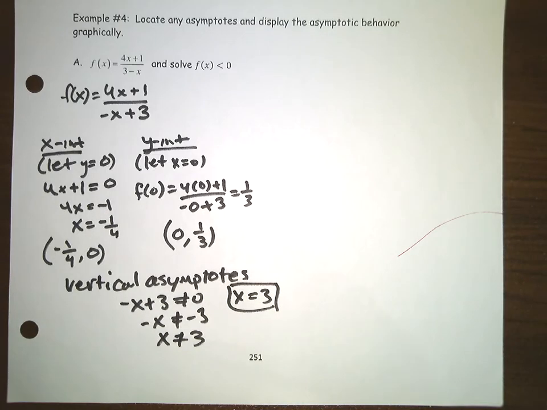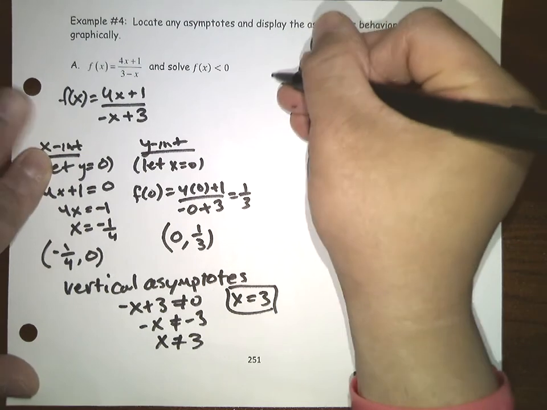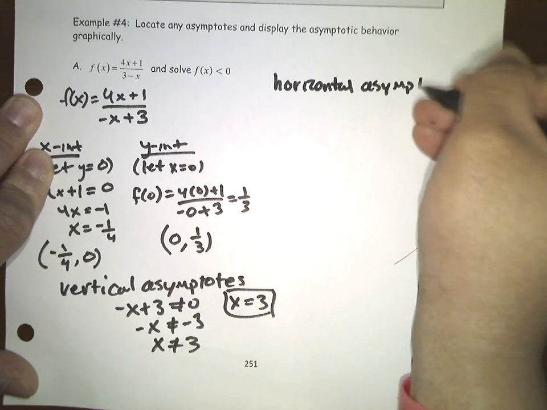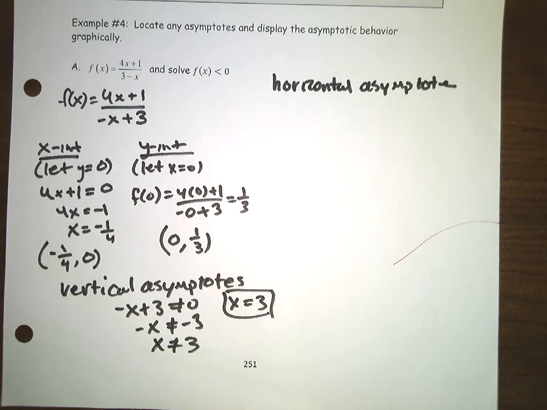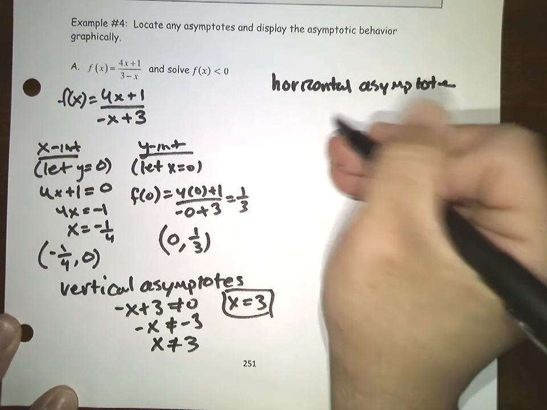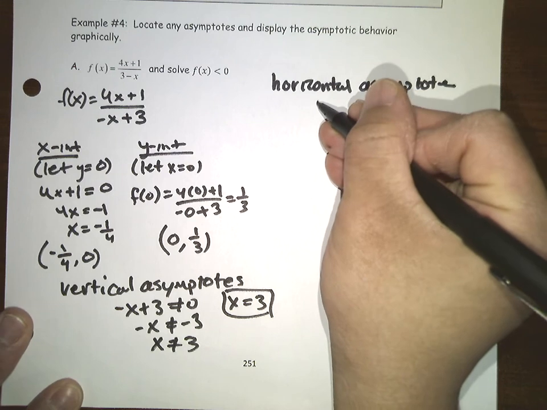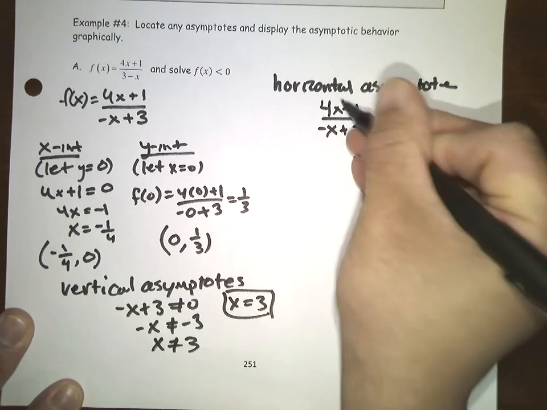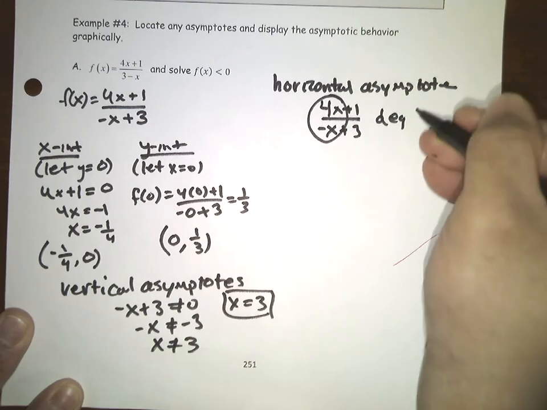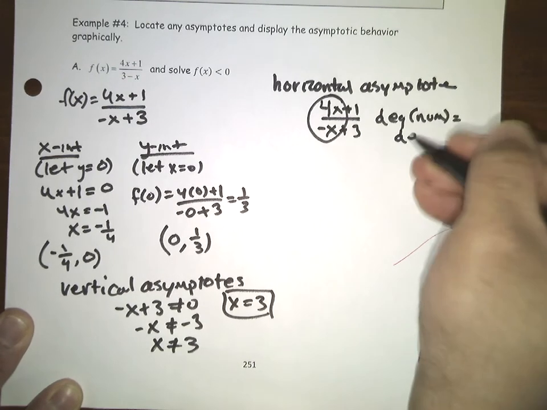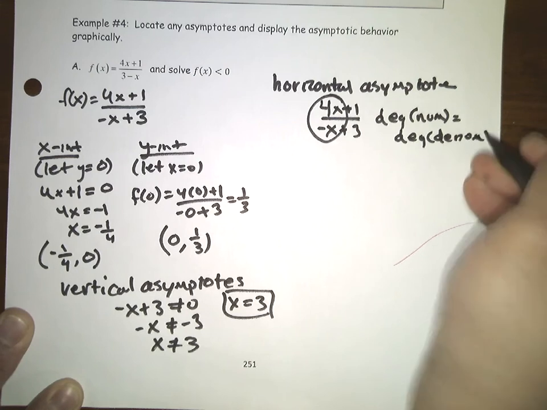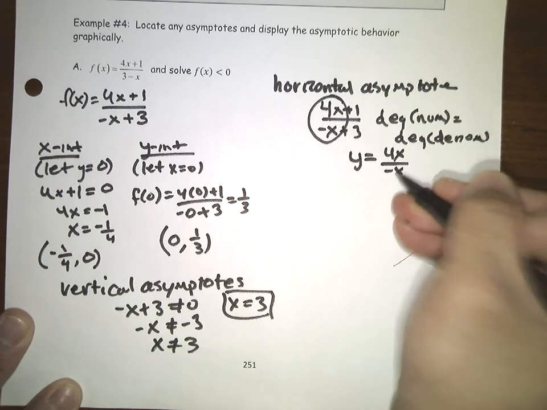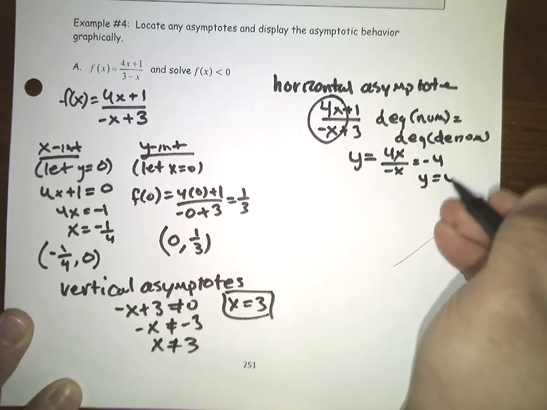And then I find the horizontal asymptote. If I look here, 4x plus 1 over negative x plus 3, the degrees are equal, so the degree of the numerator equals the degree of the denominator. So the asymptote is the ratio of the leading terms. So 4x over negative 1 is negative 4, so y is negative 4.